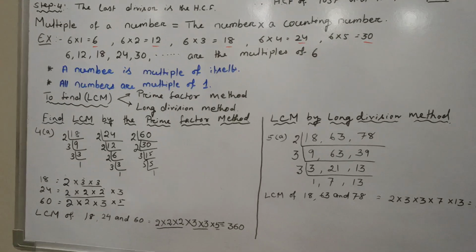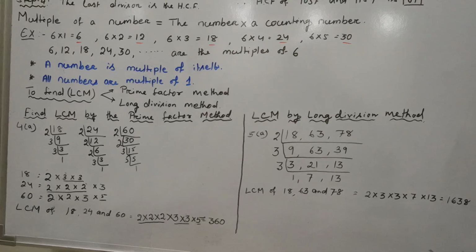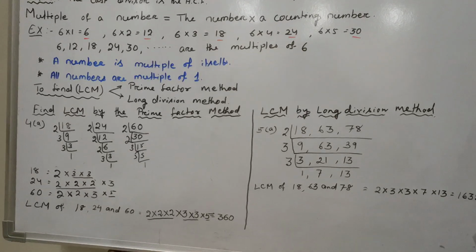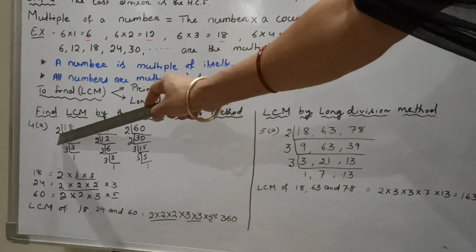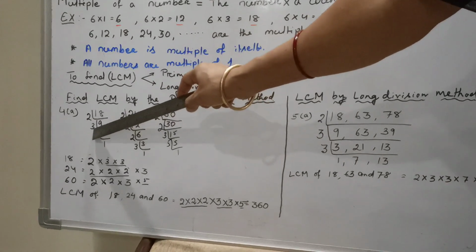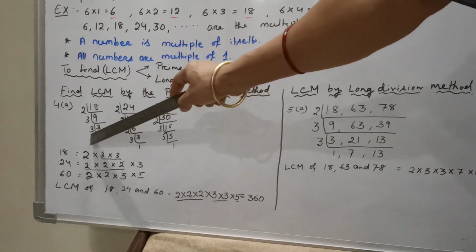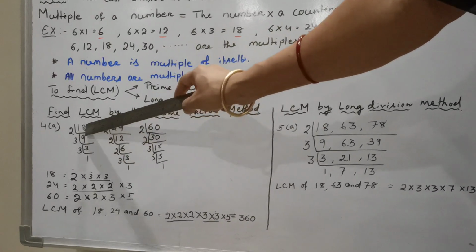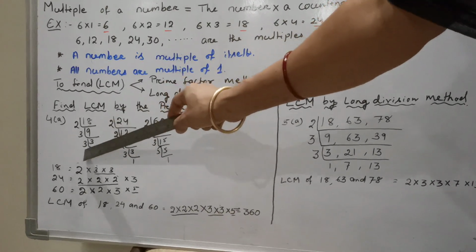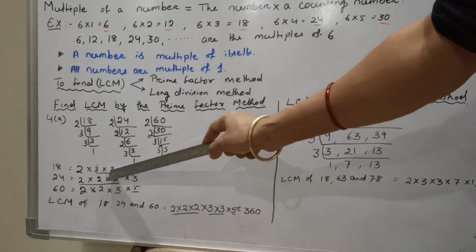Here also you find out the factors of 18. First 18 divided by 2 is 9. 9 divided by 3 is 3. 3 divided by 3 is 1. Now the factors of 18 are 2 into 3 into 3.